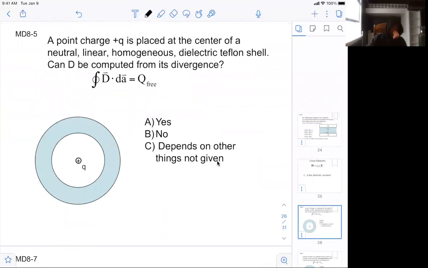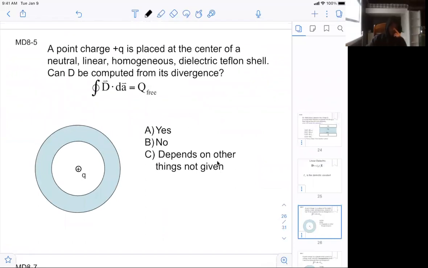Now, for example, if you have such a donut-shaped dielectric material, again, you put a free charge in the middle, and you can see that this material will be polarized, right? So it will be polarized with some negative charges here and positive charges here.